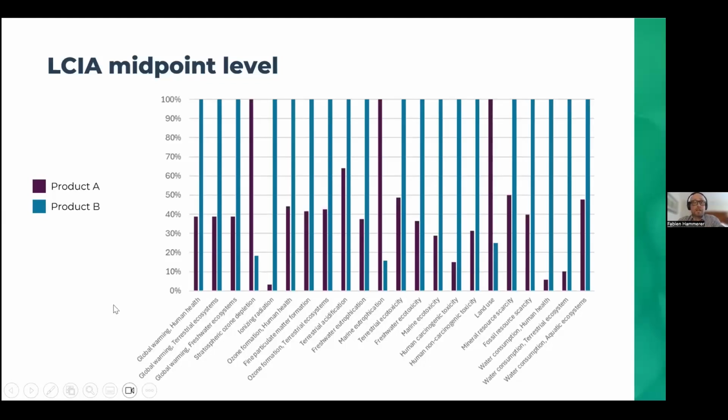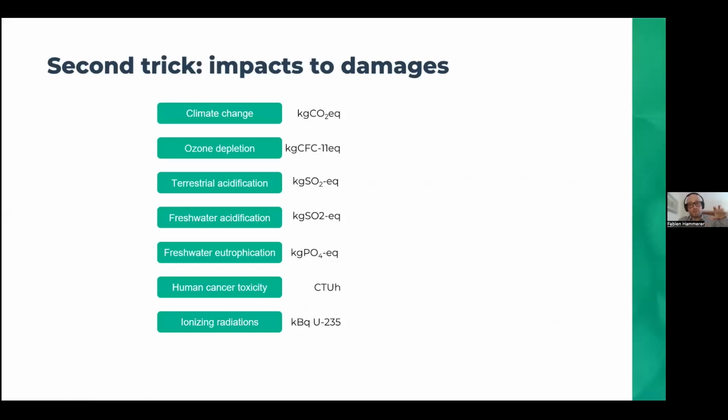That's where the second trick comes in, which is converting those direct impacts to damages. Coming back to the list of impacts now, each with their own units, we can explore the causality chain further by thinking about what these impacts cause in terms of damages. We know that climate change basically leads to the extinction of species or the loss of biodiversity.